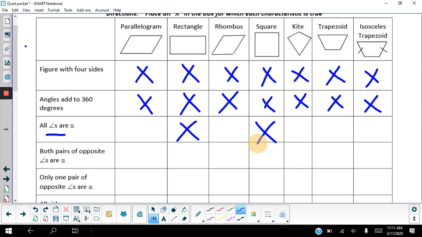Okay, how about this? Both pairs of opposite angles are congruent. Opposite angles? Yes, that's true in a parallelogram, which means it's true for a rectangle, rhombus, and a square. But how about a kite? Are opposite angles equal in this case? If you look at the picture above, left and right, yes, they are, but top and bottom, they are not. Nor is it true for a trapezoid or an isosceles trapezoid, because angles across from each other are not the same. Now, when it says only one pair of opposite angles are congruent, that is true in a kite. Okay, and that's the only one.